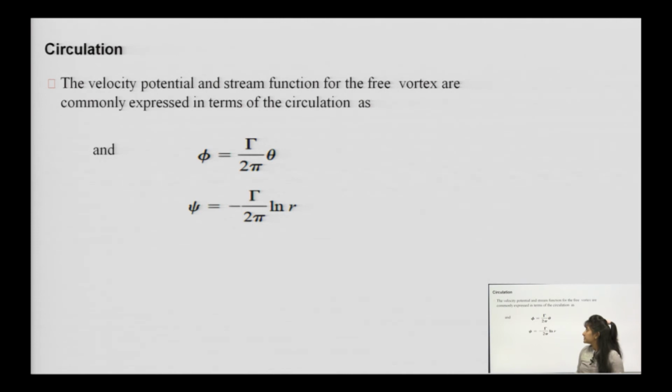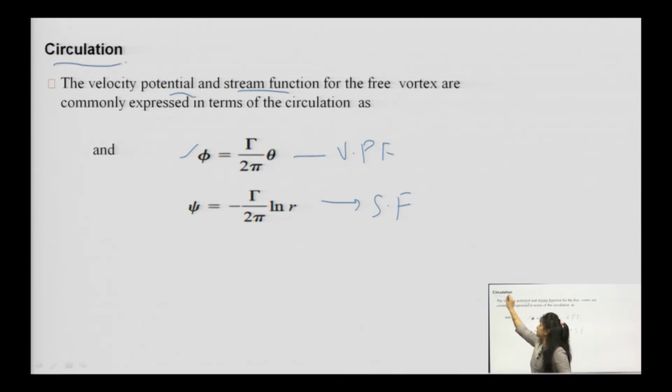Now, coming to circulation, the velocity potential and stream function for the free vortex can be expressed. Phi will be the velocity potential function and psi will be the stream function. They both are represented in the form of stream function and velocity potential function in terms of circulation.